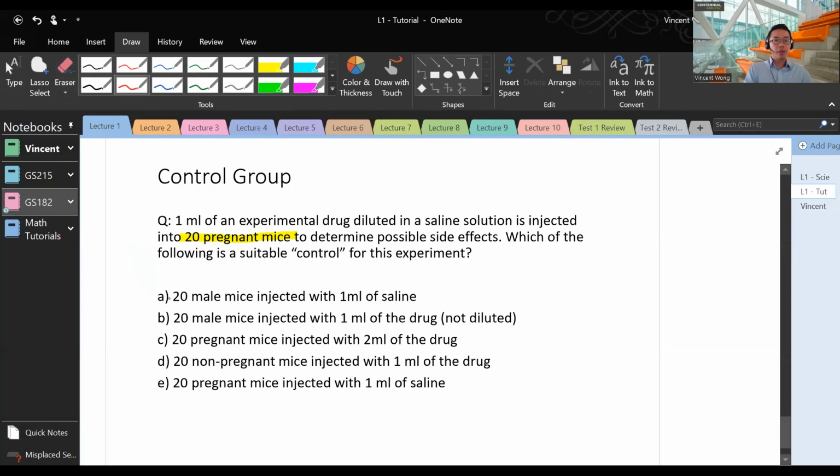Well, right away, we can reject all the male mice, okay? Because males cannot, they don't get pregnant, right? So if we're trying to figure out the side effects on pregnant mice, we have to use female mice, okay?